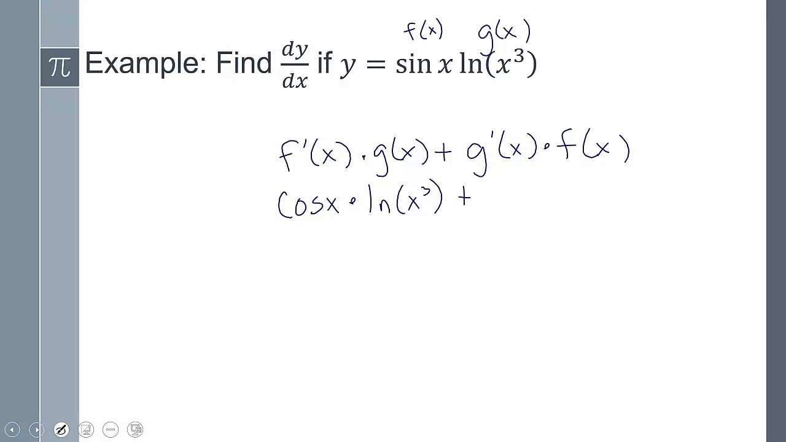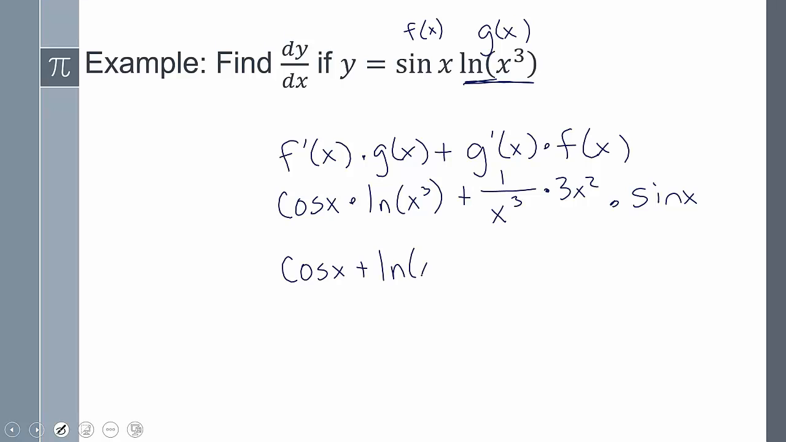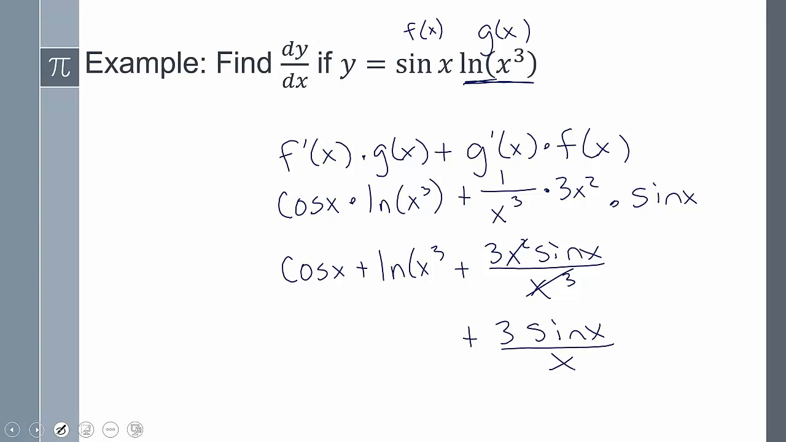plus, now the derivative of this is going to be the chain rule, so this will be 1 over x cubed times, and then that's going to be 3x squared, so the derivative of the outside times the derivative of the inside, and then that's going to be times sine of x. So cleaning this up, it's going to be cosine of x times ln x cubed plus 3x squared sine of x all over x cubed. Reducing there, and so that would go there, and that's going to be our answer.